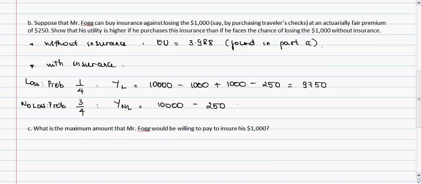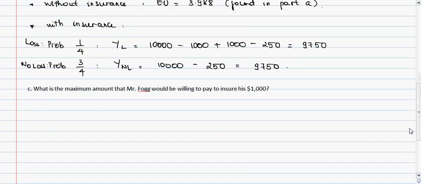So basically it doesn't matter whether the consumer is going to be losing or not. He will have to pay the insurance amount to make sure that he is covered in the case of loss. Therefore his income is 9,750 as well.